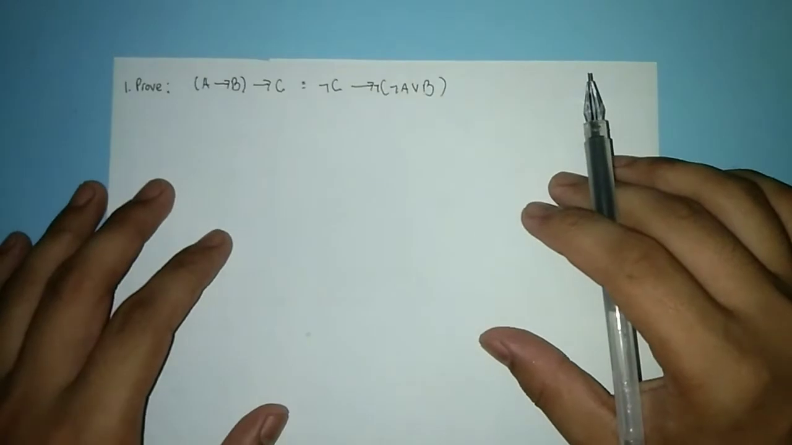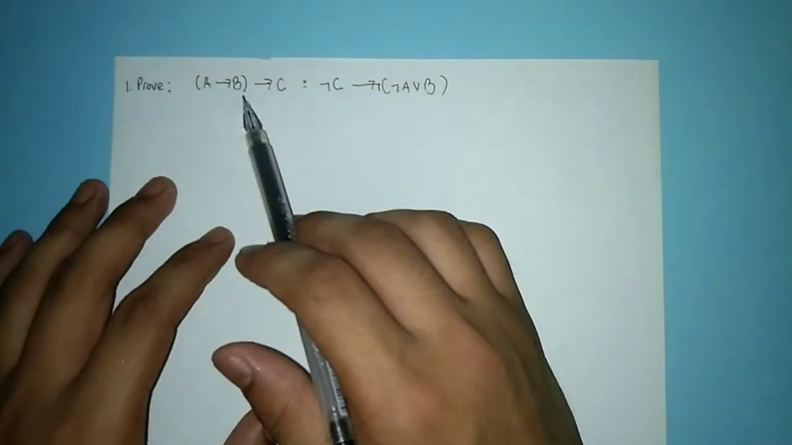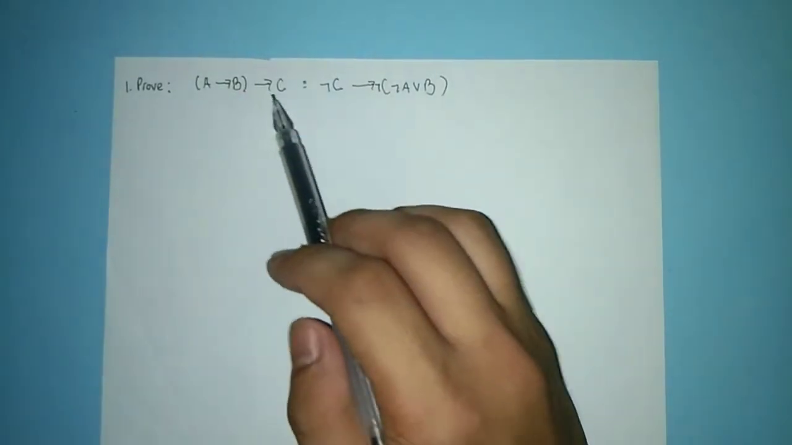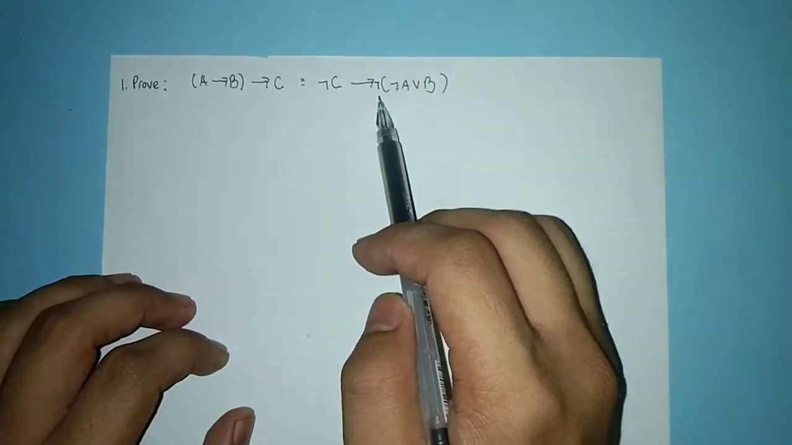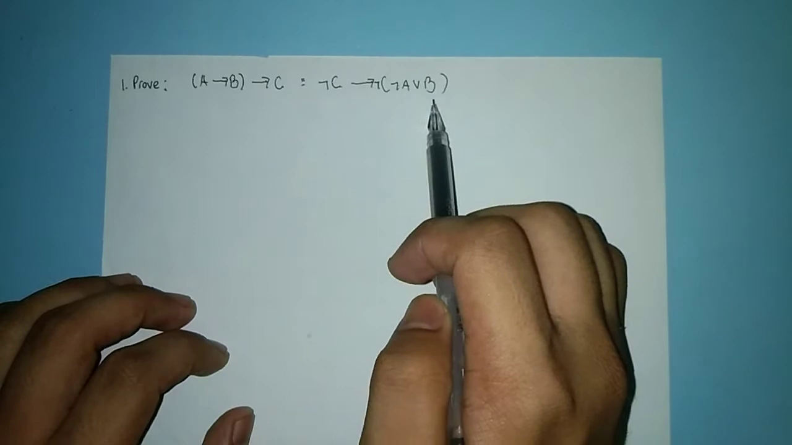Okay, so let's have number 1. Prove that A implies B, quantity implies C is logically equivalent to not C implies not quantity not A or B.